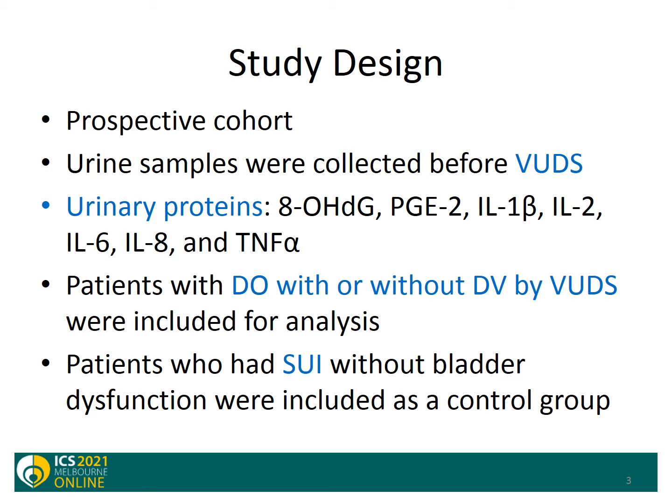For statistical analysis, ANOVA was used to compare the three groups, including DO only, DO with DV, and the control group. Post-hoc analysis was done with t-test between each group.